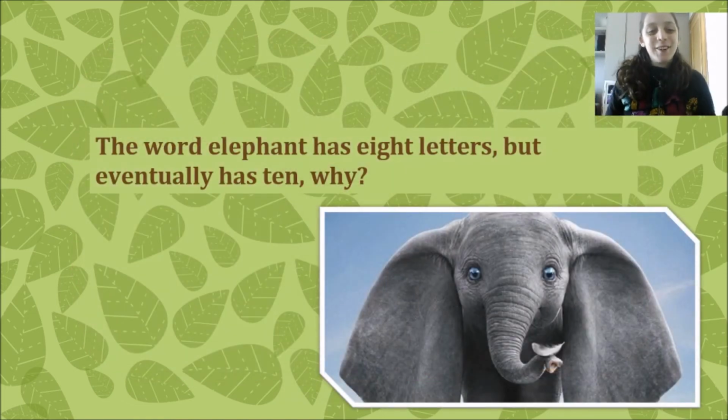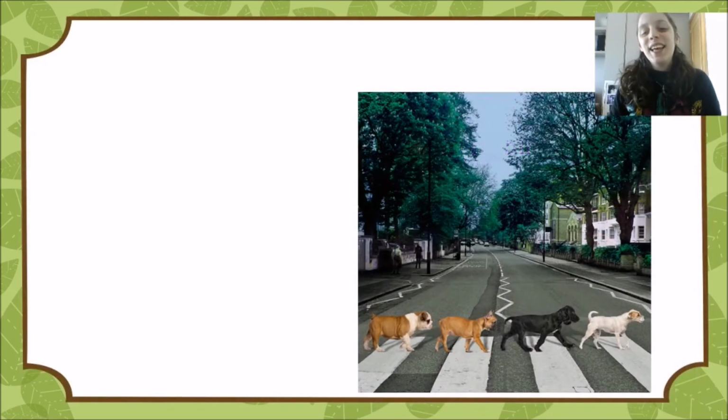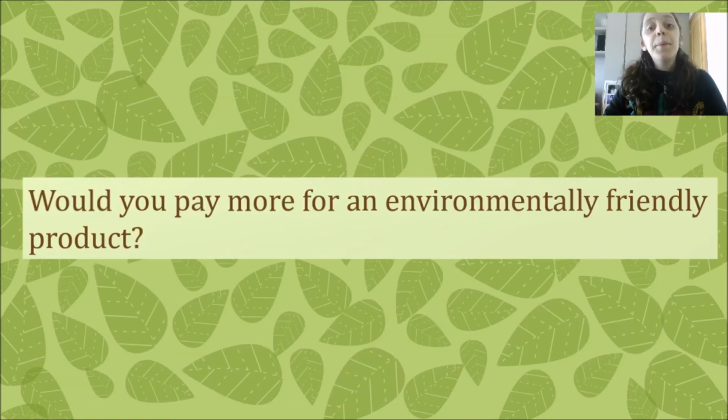And here it's a joke. So the word elephant has 8 letters, but eventually has 10. Why? Because the word eventually has 10 letters. It's silly, I know. And what we call these dogs that live on the streets, don't have owners, they are stray dogs.